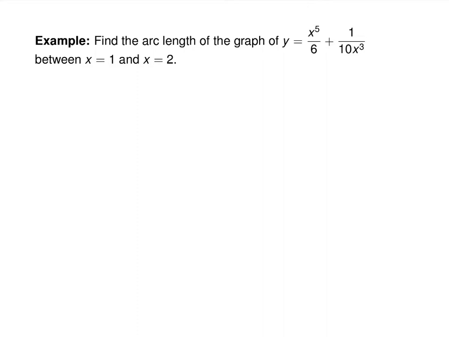So first let's figure out what y prime is. Rewrite y as 1/6 x to the 5th plus 1/10 x to the negative 3rd. Y prime will equal 5/6 x to the 4th minus 3/10 x to the negative 4th, or 5/6 x to the 4th minus 3 over 10 x to the 4th.